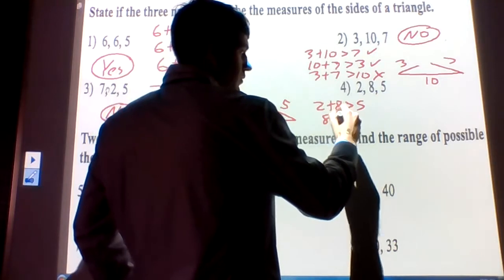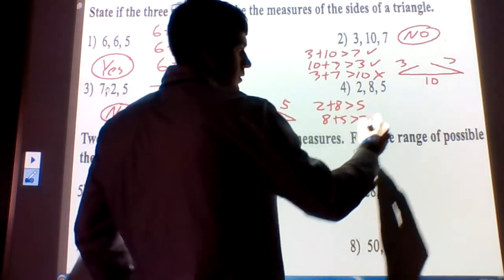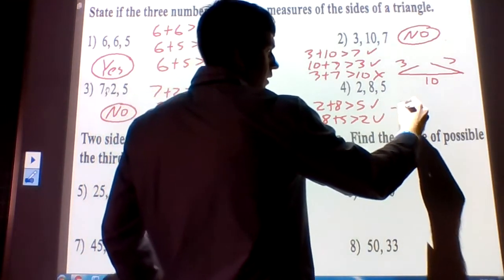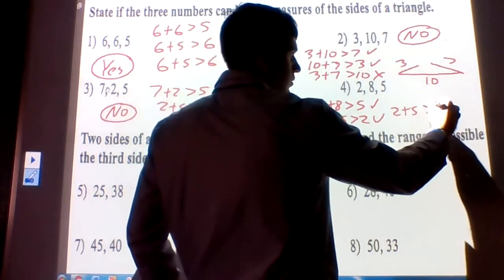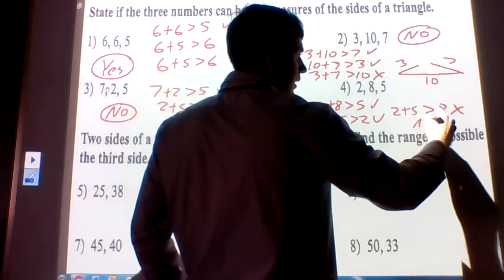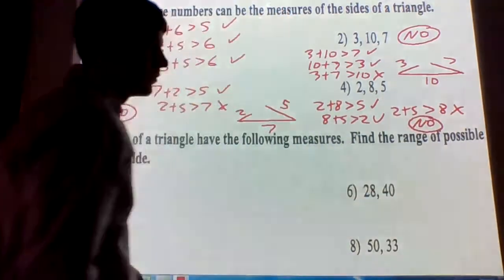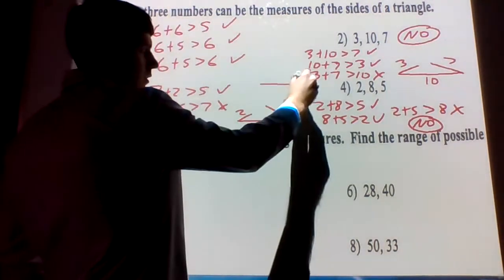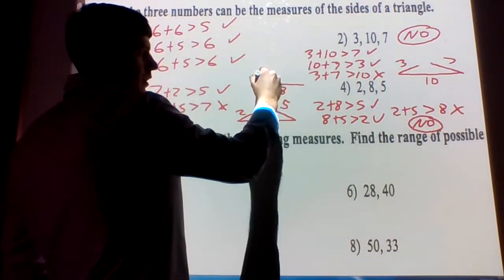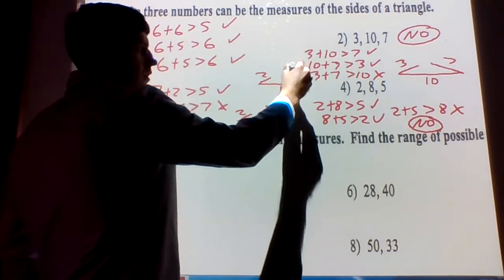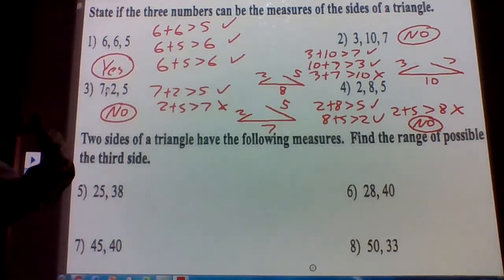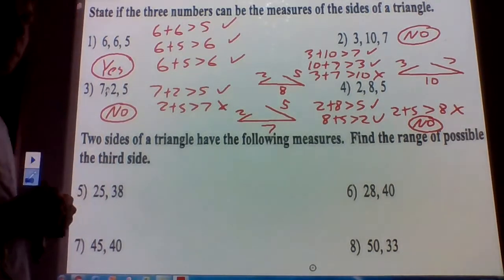8 plus 5 is greater than 2, so we're good there. But then we have 2 plus 5 is greater than 8, and that's not true. So we have to say no, they can't form a triangle. If you have 8 and then 2 and 5, the 2 and the 5 are not long enough to ever meet. So we have to say no.